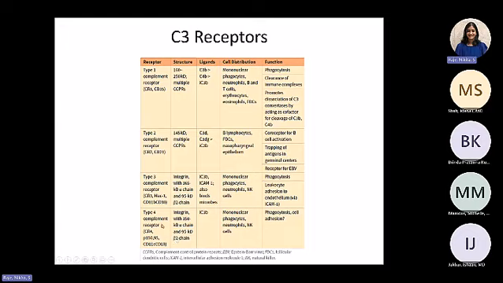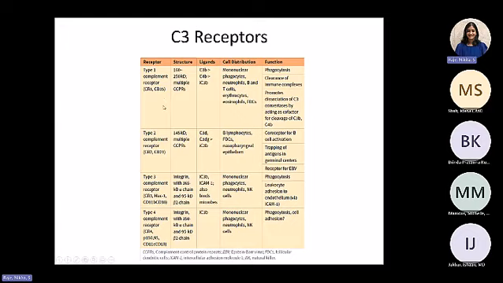If CD18 is defective, as you see in LAD, leukocyte adhesion defect, then CR3 and CR4 will be affected. CR2 is your complement receptor that is a receptor for EBV. It is also a co-receptor for B cells. So B cell co-receptor has CR2 as a part of it. Its CD marker is CD21. So again, something to memorize.